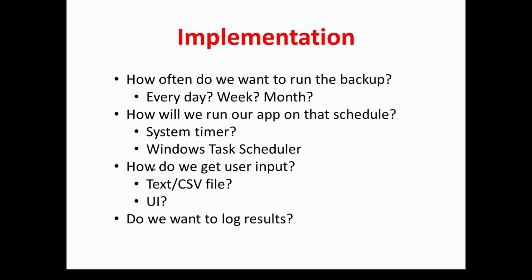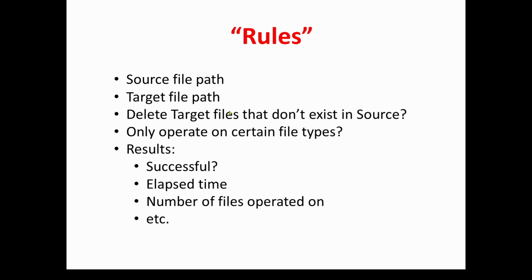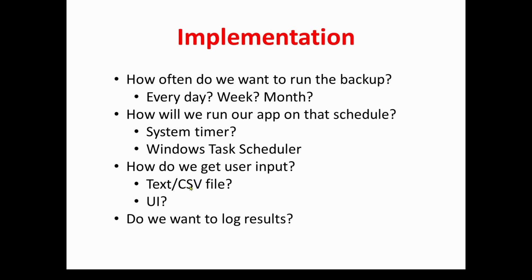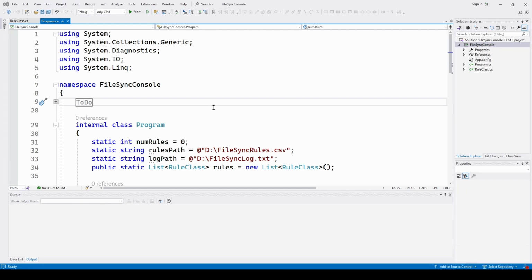And then we need to figure out, how do we get user input? For example, for the different rules, we have to have the user tell us, for each rule, what all this data is. Where are we going to do that? Are we going to have a UI, or a text or CSV file? So we have to figure out how we're going to get user input. And then, like we said, do we want to log the results? These are the things we have to consider in our application to get this going the way we want.